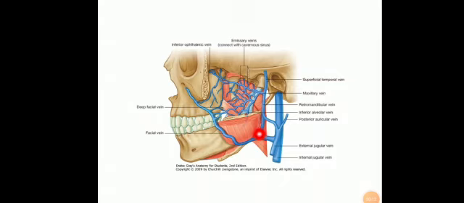The anterior division joins the facial vein to form the common facial vein. This common facial vein terminates into the internal jugular vein. The posterior division of the retromandibular vein joins the posterior auricular vein to form the external jugular vein.